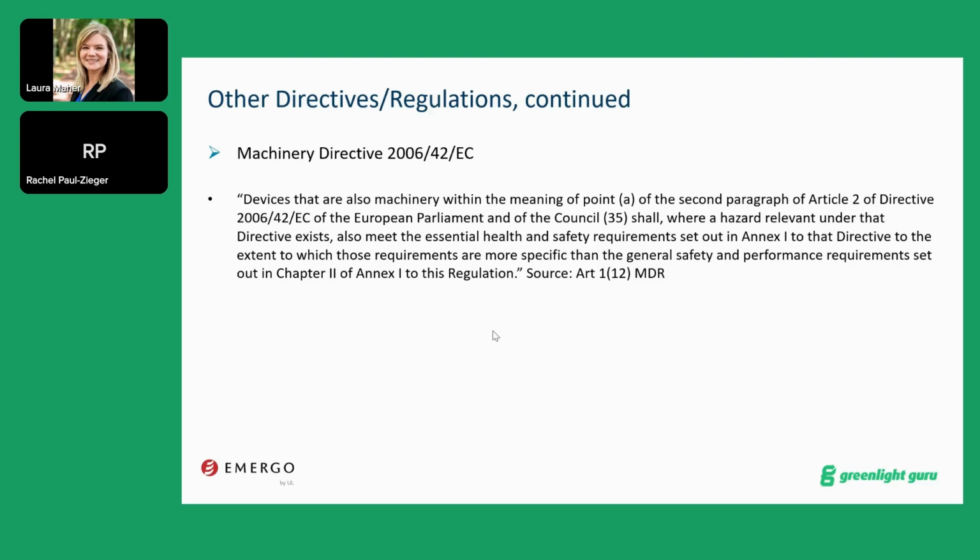So first question I have, is it mandatory to establish a GSPR checklist? So in fact, the answer is clearly no. There is no clear requirement. It's not mandatory to establish a GSPR checklist.